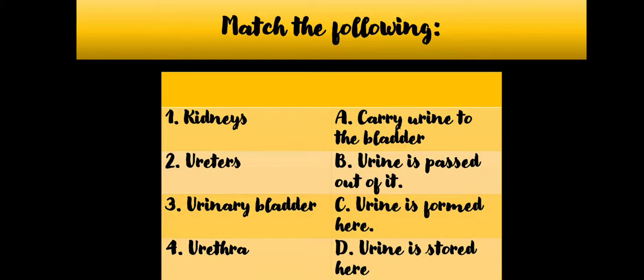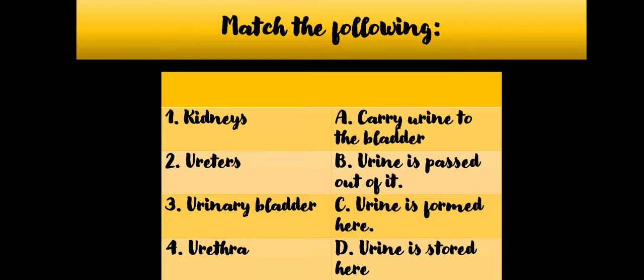Next question, match the following. On the left hand side, all the organs of the excretory system are written, and what they are doing, what their work is, is given on the other side. So we have to match them. First is kidneys, second ureters, third urinary bladder, fourth is urethra.